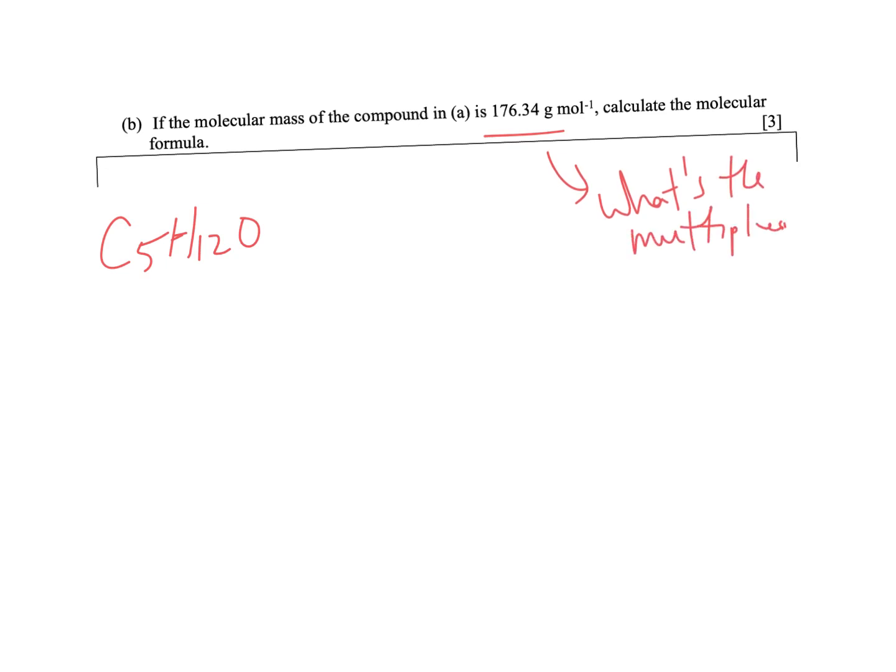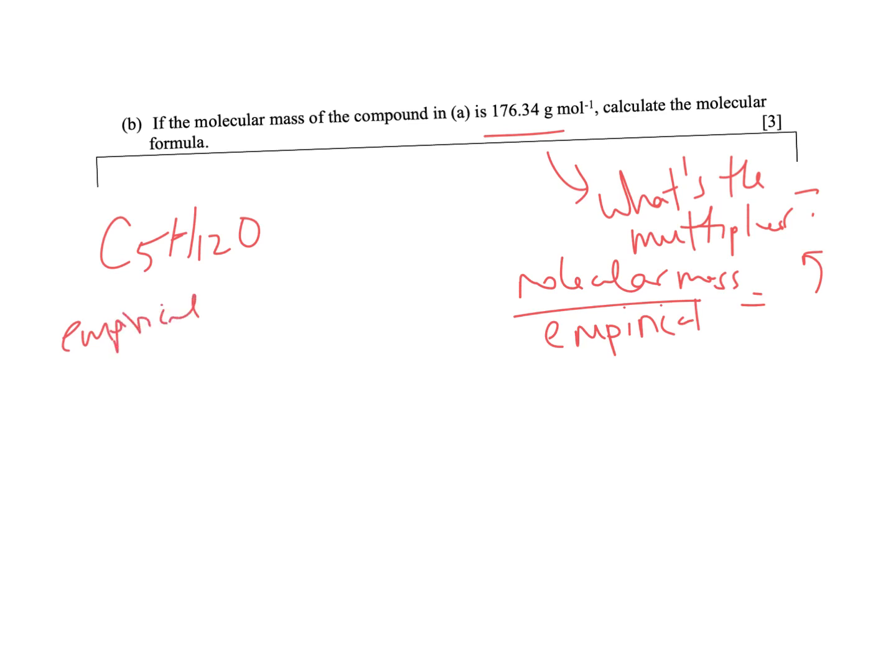Okay, so we're going to take what I would call the empirical mass, and divide the molecular mass by the empirical mass to get the multiplier. So let's find the empirical mass. The empirical mass is like a theoretical mass: if the empirical formula was the molecular formula, what would the molar mass be? So it's going to be 12 times 5 for carbon, 1.01 times 12 for hydrogen, and 16 for oxygen.